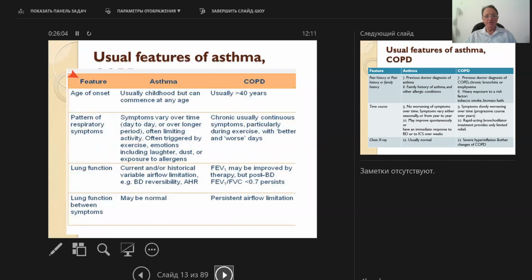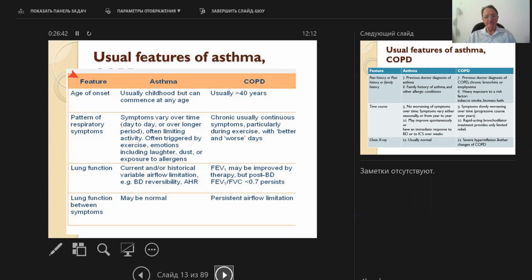So if we are talking about onset, asthma onset may be in childhood, and COPD is diagnosed mostly in patients more than 40 years old. And the previous history for patient with asthma is allergy. In case of COPD, it's mostly chronic bronchitis.